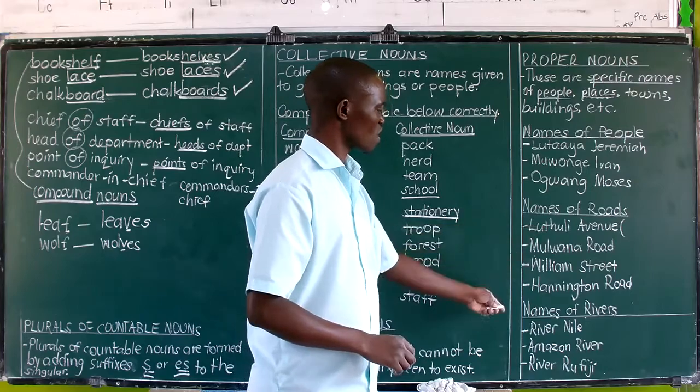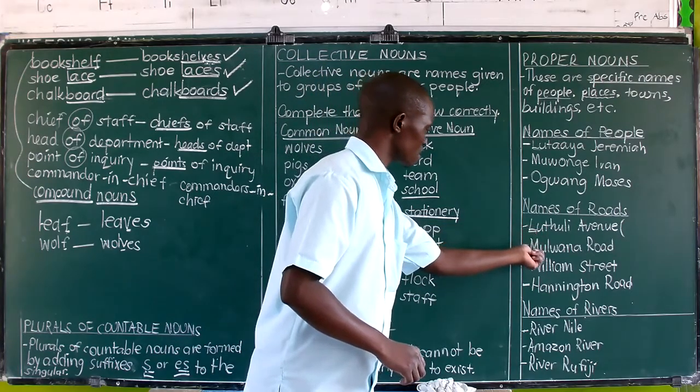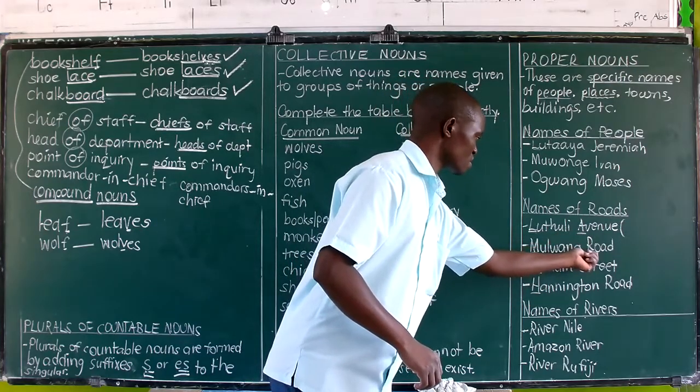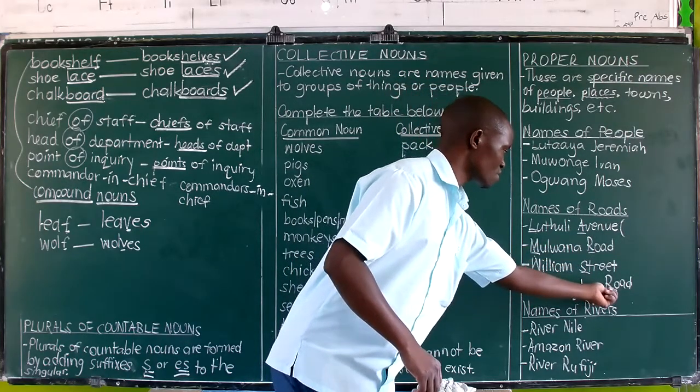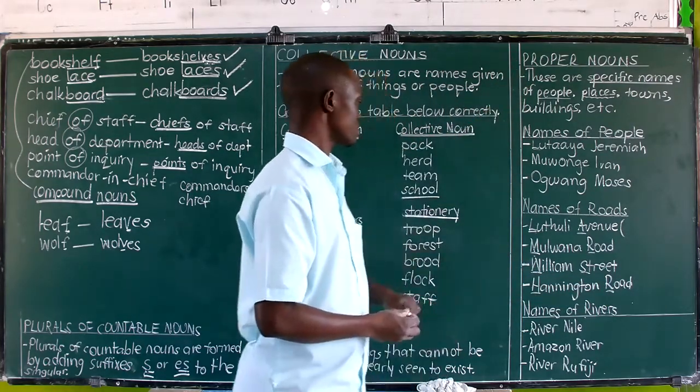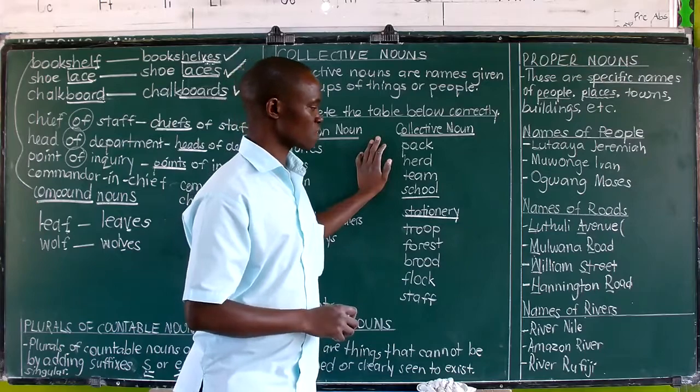They are proper nouns. Why are they written with capital letters at the beginning? We need capital letters at the beginning because we are writing specific names of roads. In other words, proper nouns. All proper nouns begin with capital letters.